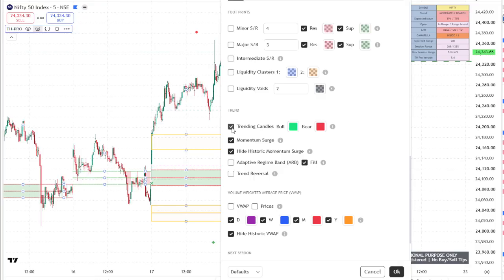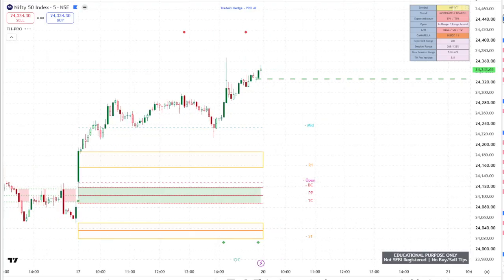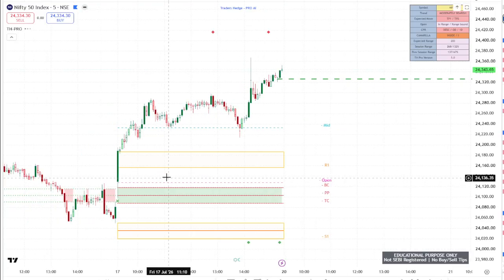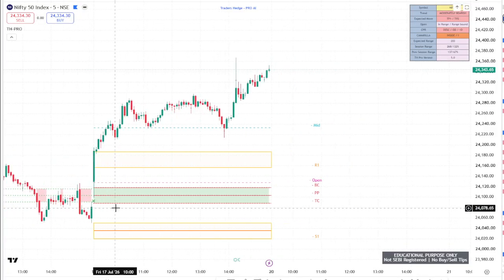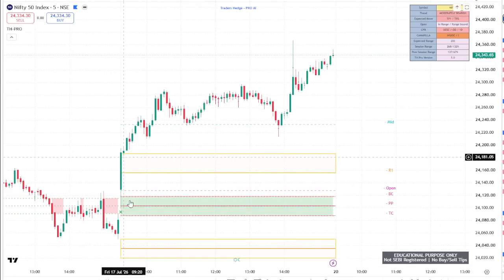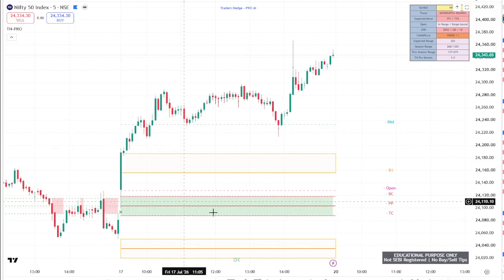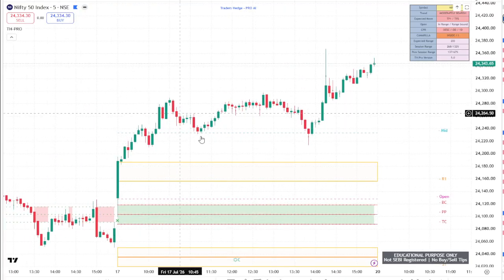By default, the trending candles feature is enabled. I'll just switch it off to explain. When that feature is switched off, you can see all these are normal Japanese candles. These candles are nothing but red and green. Green is a bullish candle, red is a bearish candle. That's all the information you get with the default candle settings.